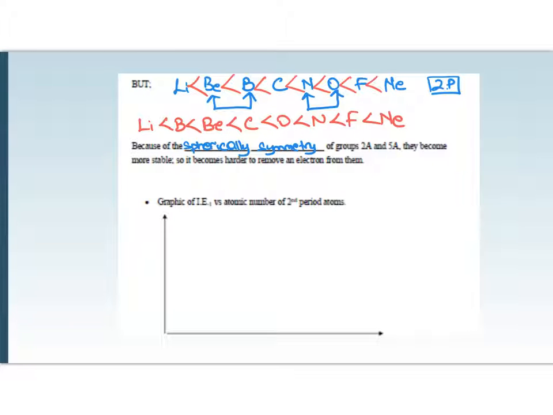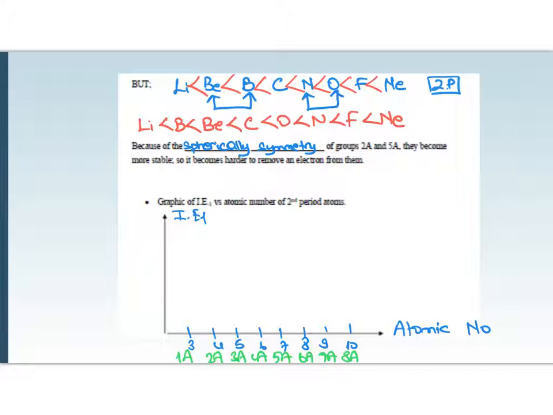So what about their graphic? Let's say that this is ionization energy 1 here, and these are the atomic numbers of the elements in the second period: 3 here, 4, 5, 6, 7, 8, 9, and 10. So this is 1A in fact. Let me write their group numbers also: 1A, 2A, 3A, 4A, 5A, 6A, 7A, and 8A.